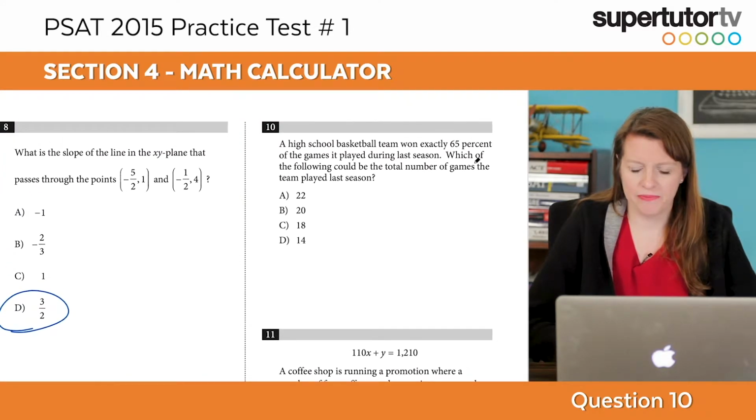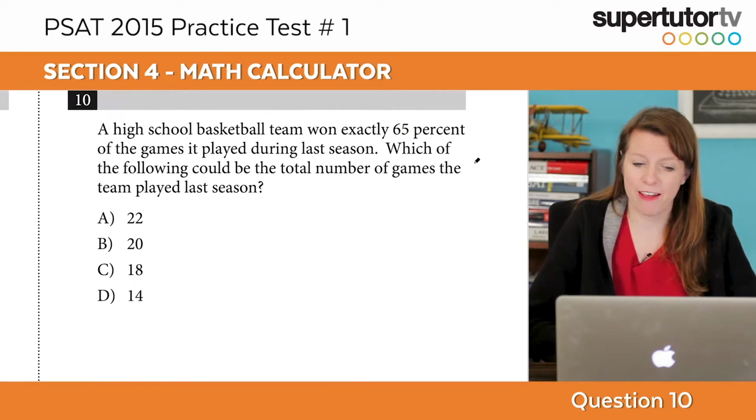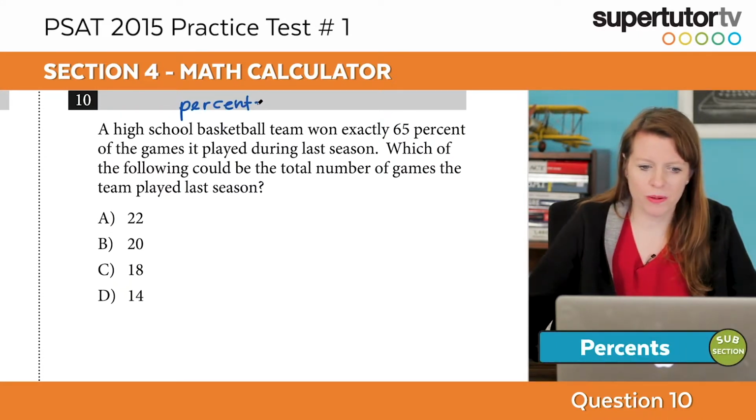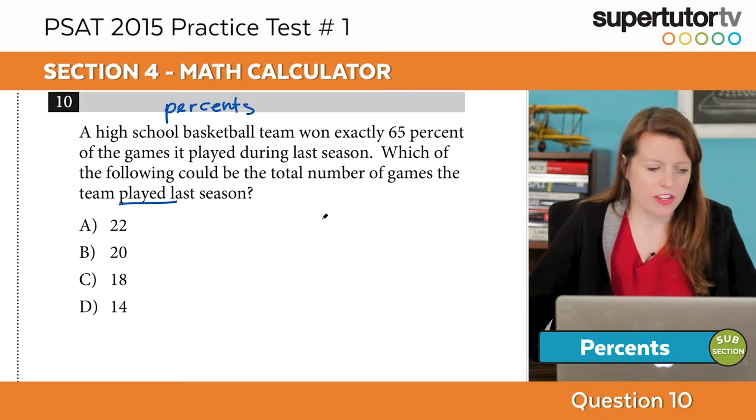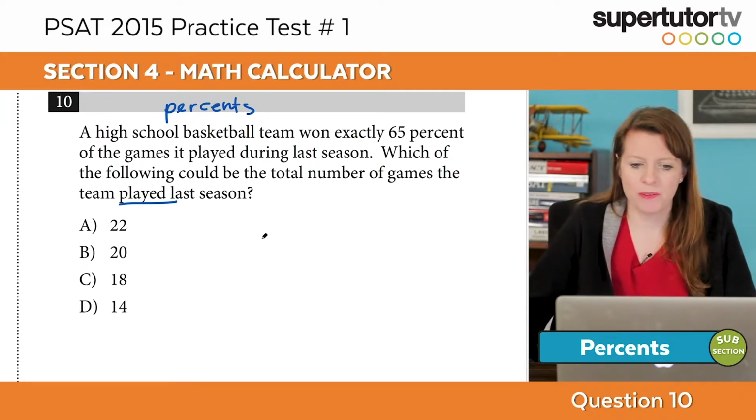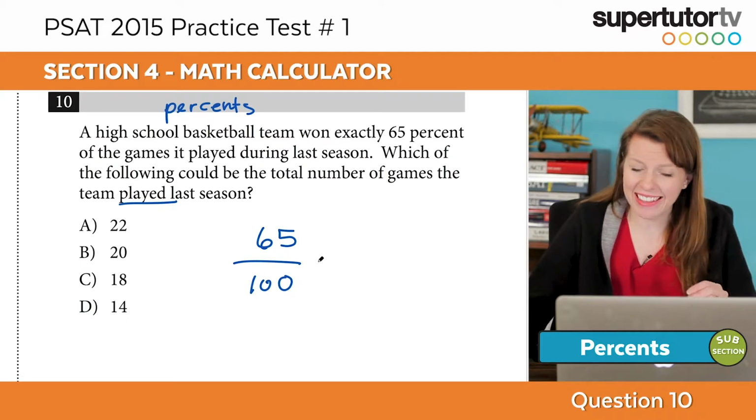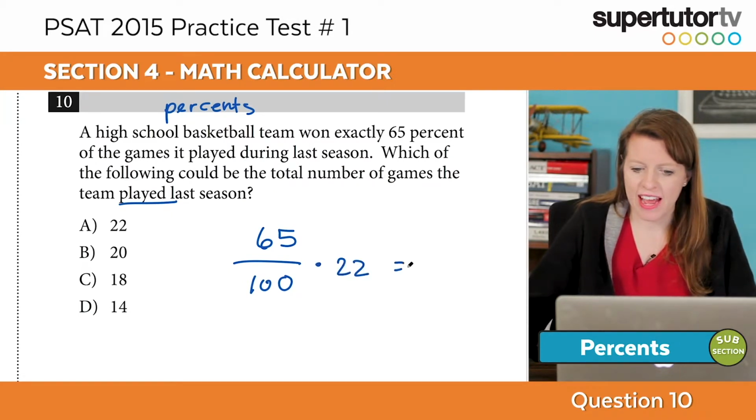All right, number 10. A high school basketball team won exactly 65% of the games it played during last season. This is a percents problem. Which of the following could be the total number of games the team played last season? So this is kind of a hypothetical question that says, if we won 65%, exactly, that means this times one of these numbers has to equal an integer. Okay, that's all this is saying.